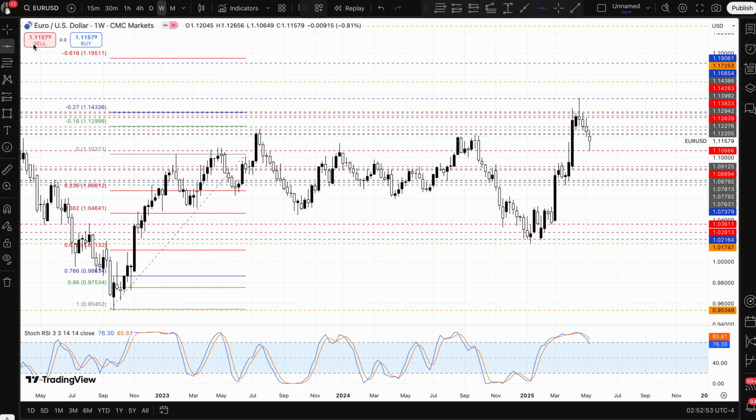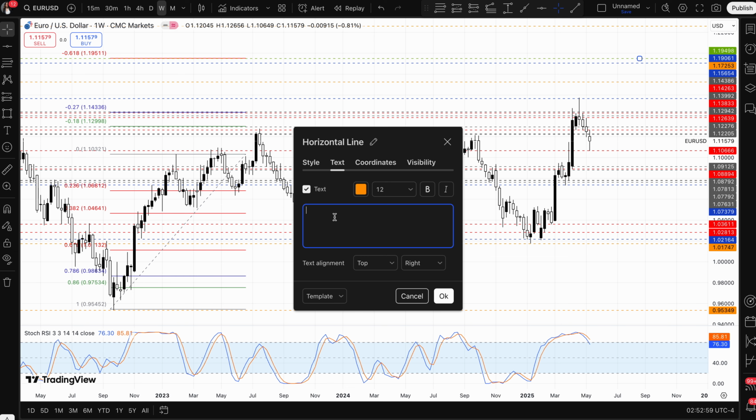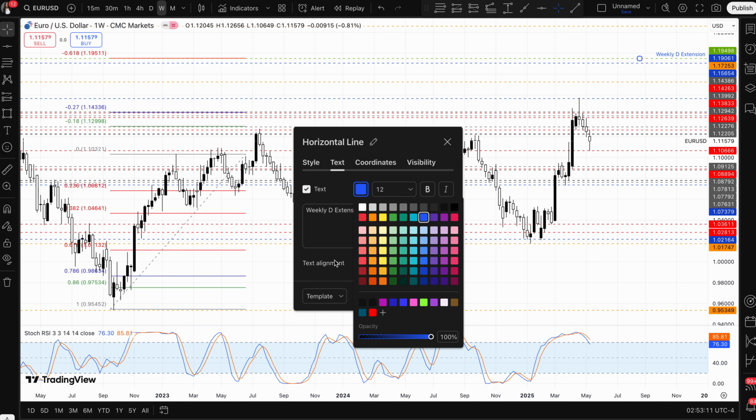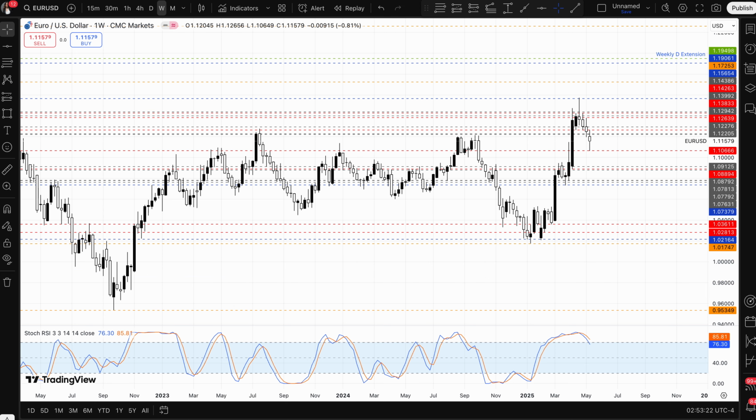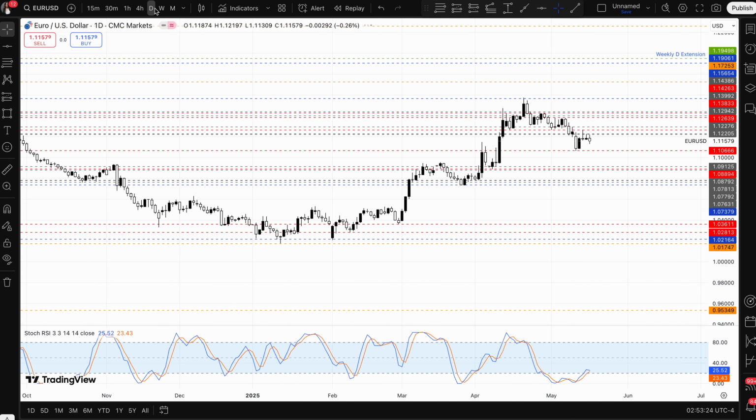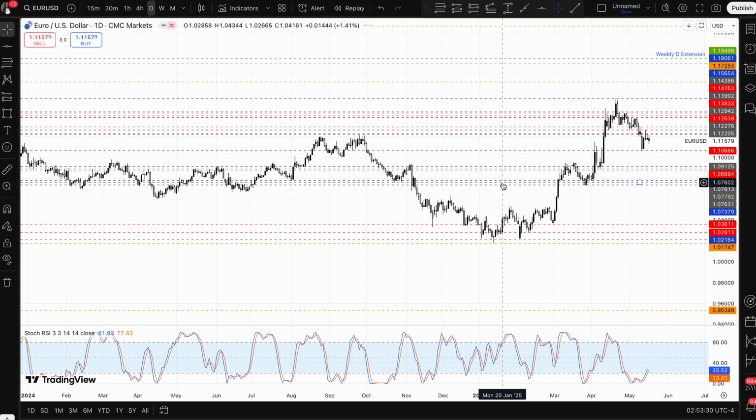So on the weekly, because we had a red pullback, theoretically, our take profit on the weekly time frame is at 119511 weekly D extension. And so we're going to turn this blue. All right. So now I've done this leg, right? So I'm going to go down to the daily. And guess what I'm going to do? Deploy the fibs. All right.